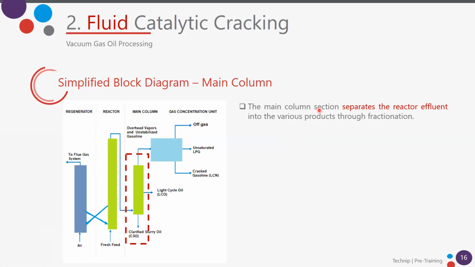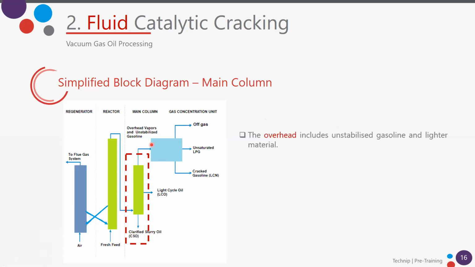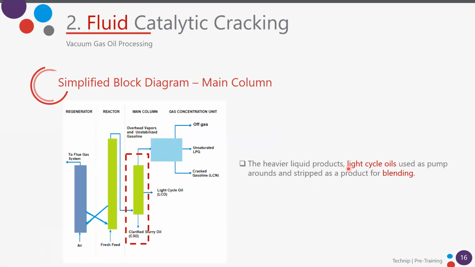The main column section will separate the reactor effluent into various products through fractionation. Okay, it is a fractionation column. The overhead, the lighter components, includes the unstabilized gasoline and lighter material. The heavier liquid products, the light cycle oils, some of them will be used as pump around, and a stripped portion as product for blending. Remember these light cycle oils, we will send for the fuel oil blending.